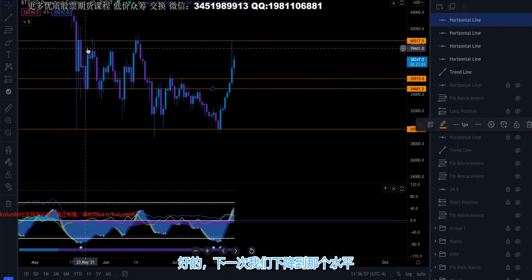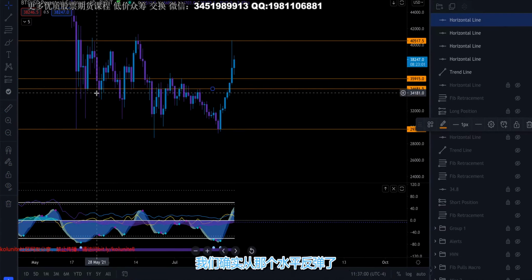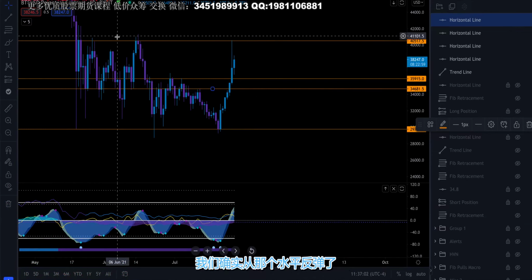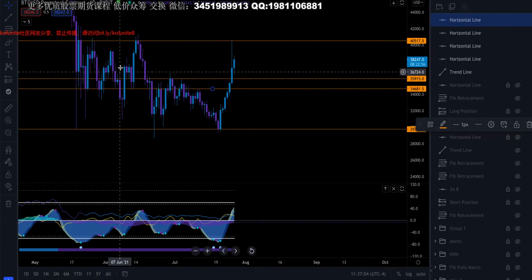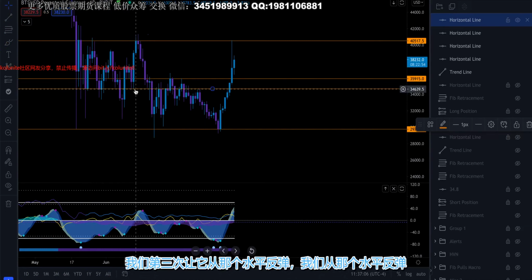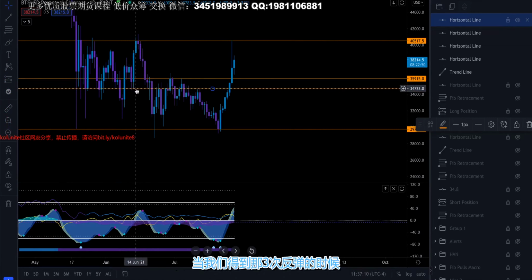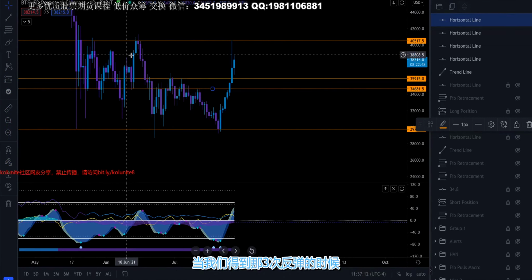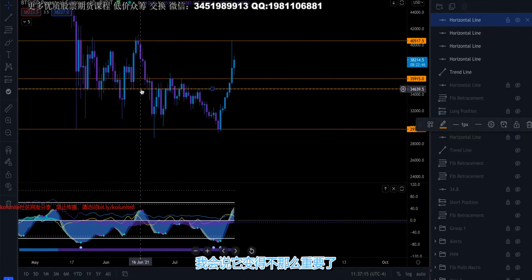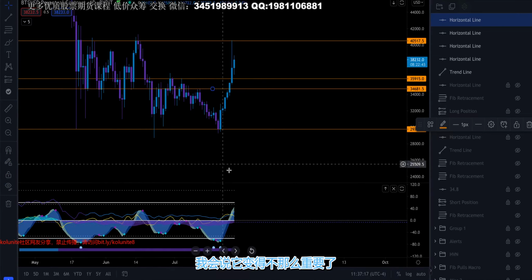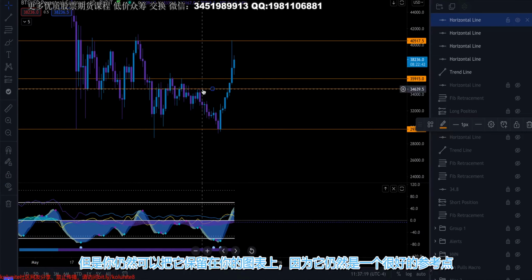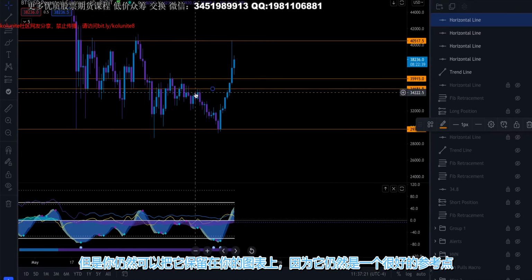Okay, the next time we come down to that level, we do get a bounce off of that level. We come down to it again, we get a bounce off of that level. Again, a third time, we get a bounce off of that level. By the time we are getting those 3 bounces, I would say it becomes less important, but you can still keep it on your chart because it's still a good reference point.